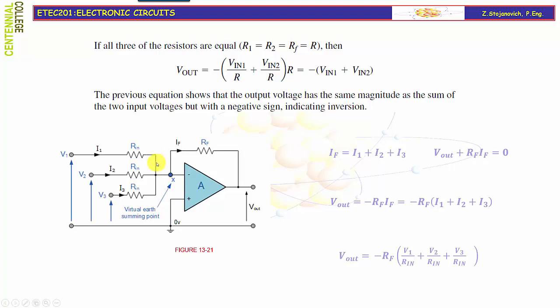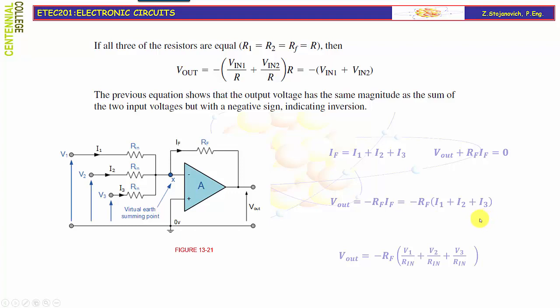which tells us that the sum of all three currents must be equal to the sum of the currents flowing out. With the assumption that the input current into the op-amp is 0, you get an expression for the total IF current, which is the sum of all three. Now again, applying Kirchhoff voltage law to the output loop, we get Vout plus RF IF to be equal to 0. That's the second expression here. You can solve this expression for Vout, getting negative RF IF, and then IF can be substituted with the sum of all three input currents.